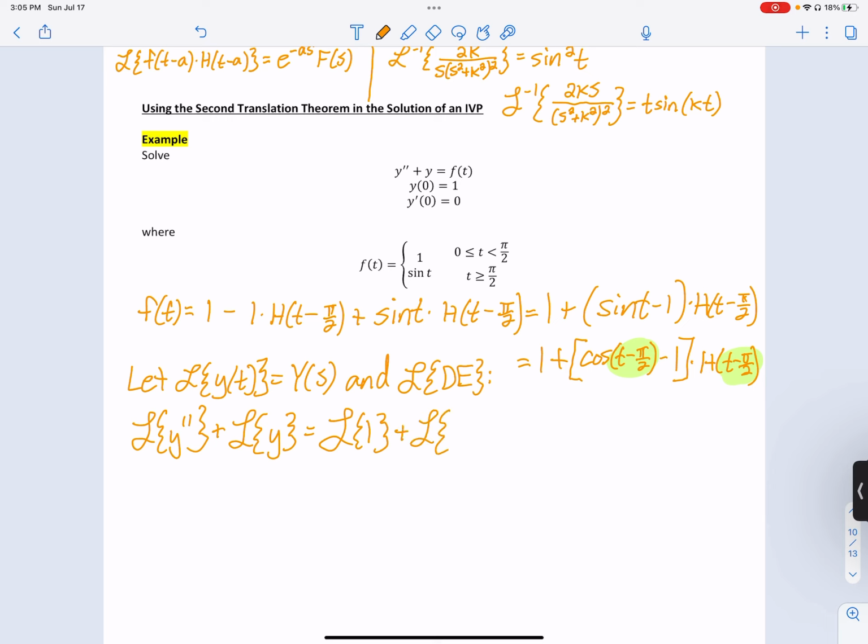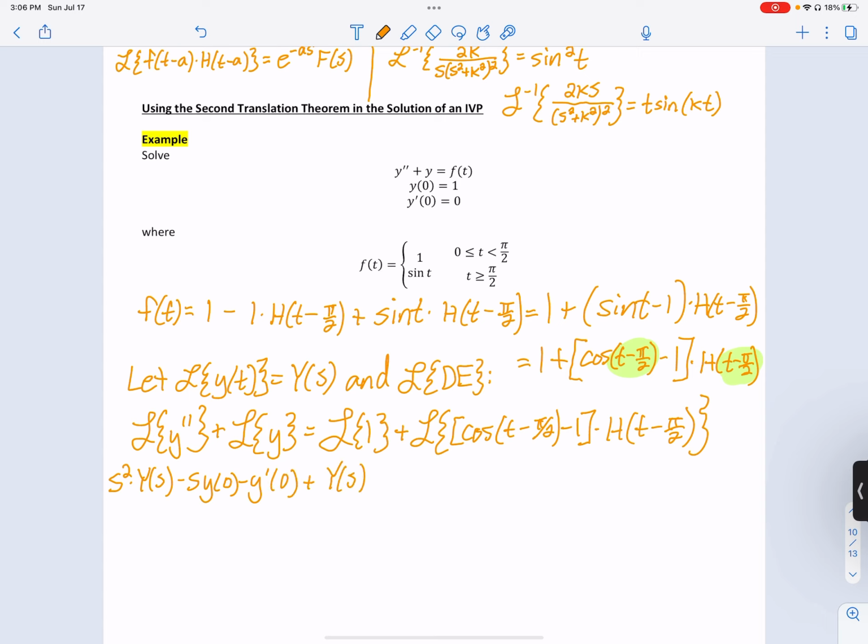If you write big, we're going to run out of room on this page, just so you know. So we get cosine of t minus pi over 2 minus 1 times the Heaviside of t minus pi over 2. Thankfully, this is exactly what we worked with earlier, with the Heaviside in there and the t minus pi over 2's. So the first thing we get is s squared times big Y of s minus s times y of 0 minus y prime of 0. That's that rule for that.